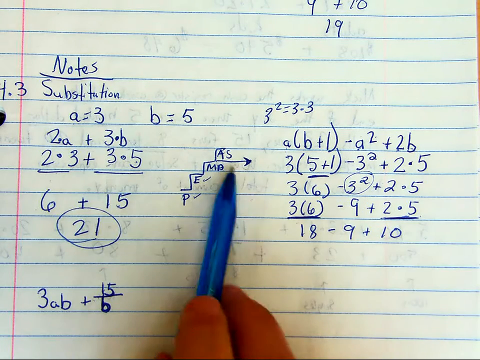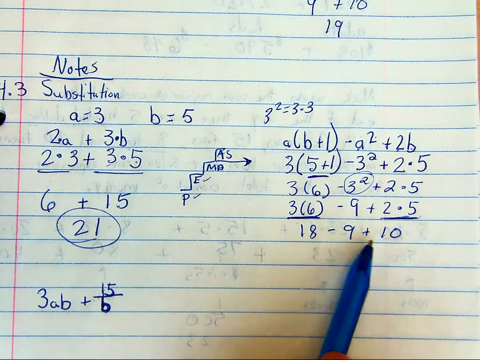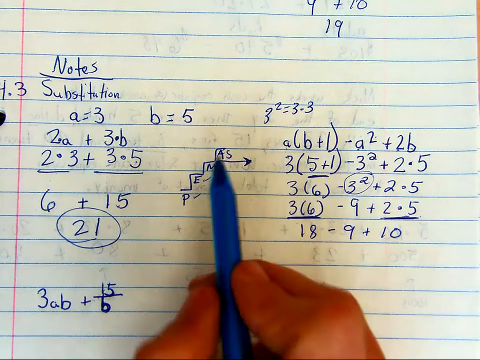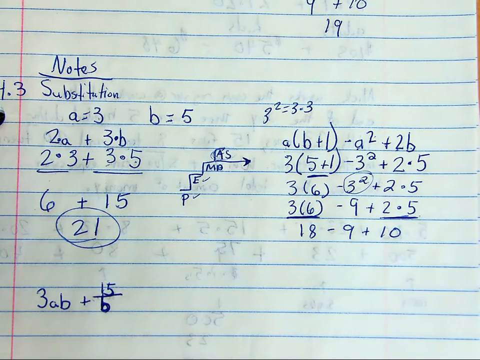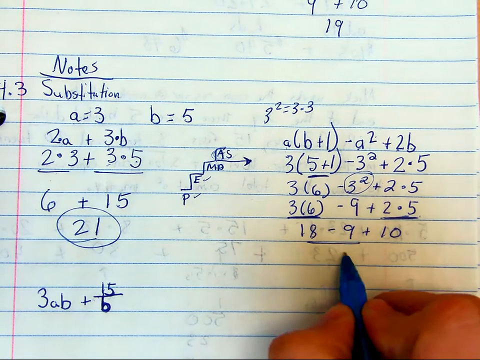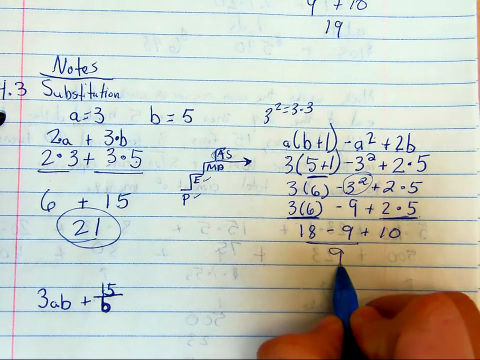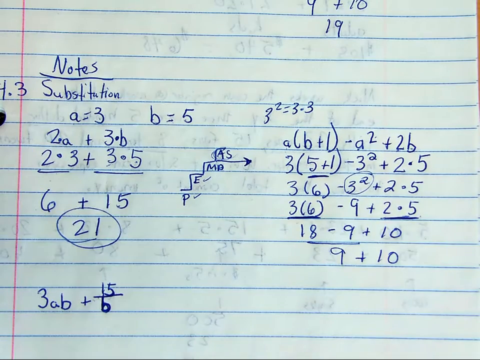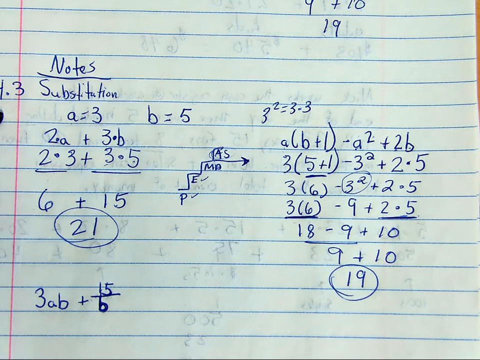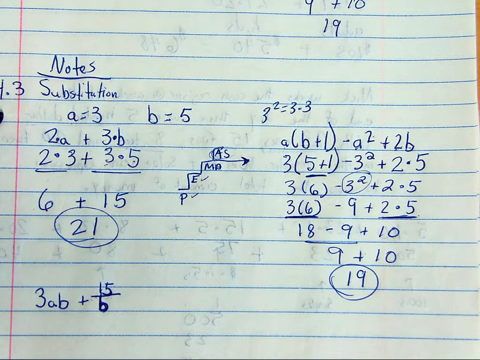And Anthony, you're saying I got to do 18 minus 9 first. Why does it come before the addition? Because they're on the same step, yeah. So I work it out from left to right. So 18 minus 9 is 9 plus the 10, 19. Awesome. Questions with that one? We're going to do one more together, and then I'm going to have you guys try a couple by yourself.